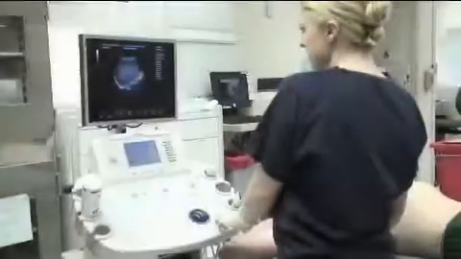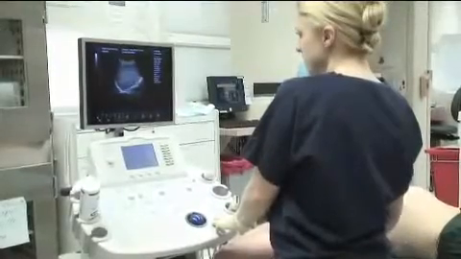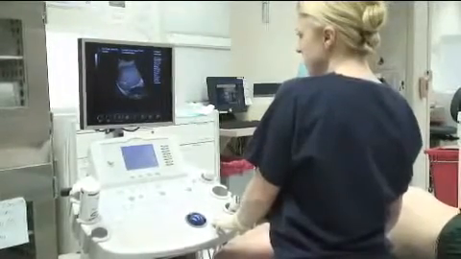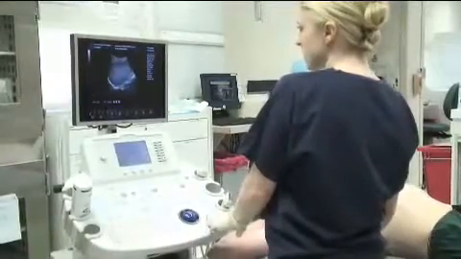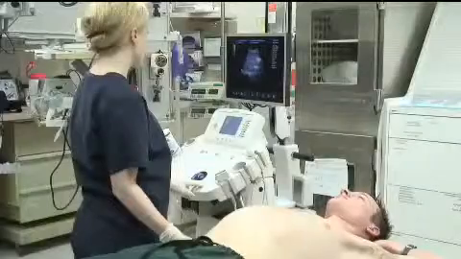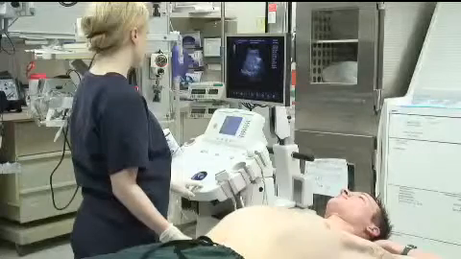The number of views in the FAST exam may vary depending on the clinical scenario and the experience of the sonographer. Some views are more difficult to obtain than others, and this will vary depending on the patient's anatomy and injuries. In this tutorial, we will describe a simple yet comprehensive technique for performing the FAST exam.